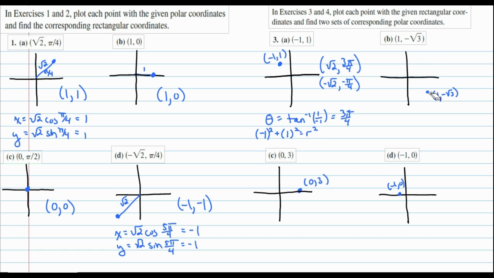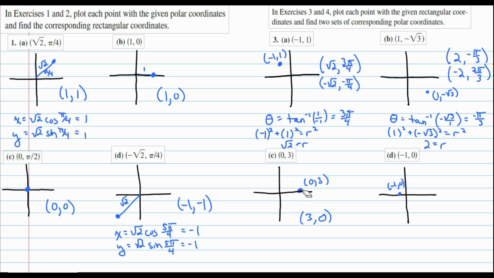Part B, 1, negative square root 3. If I take the inverse tangent of negative square root 3 over 1, I get a rotation of negative pi over 3 to get me into that quadrant 4 where I need it. And then the Pythagorean theorem tells me that r equals 2. So 2, negative pi over 3 is one way of expressing that. Negative 2, 2 pi over 3 would be another way. So negative pi over 3, or 2 pi over 3 and going backwards.